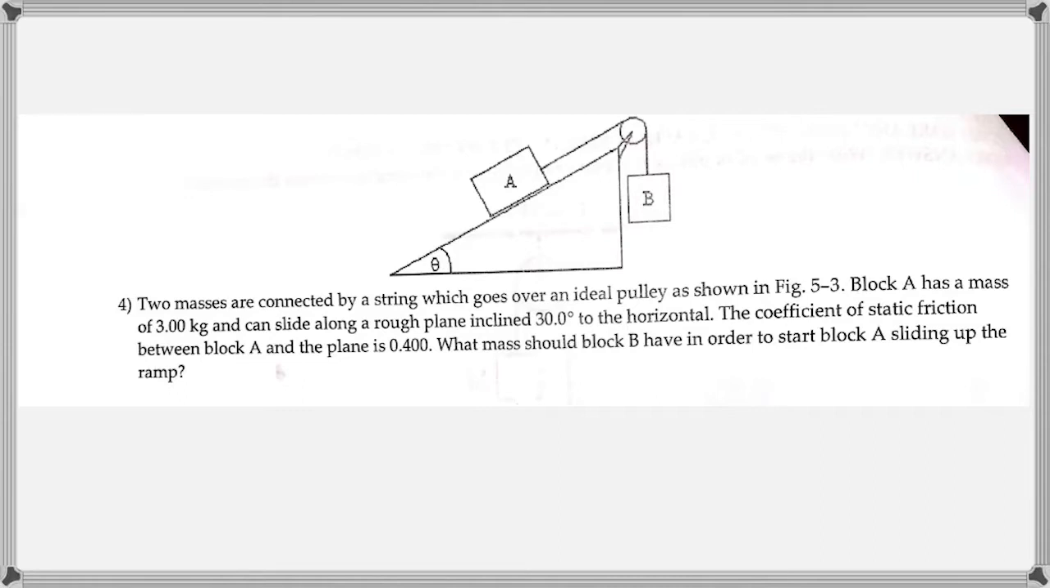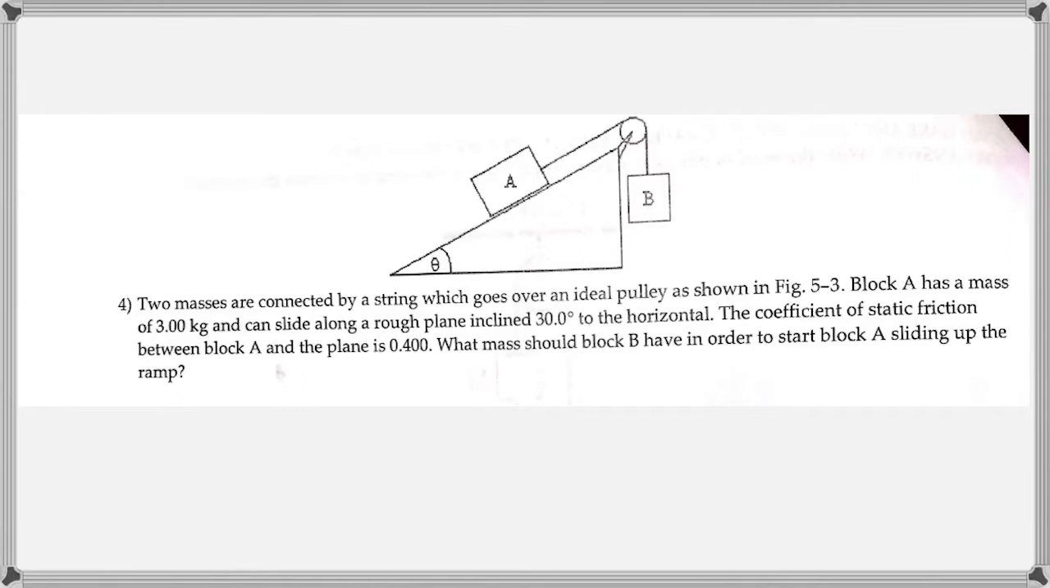Two masses are connected by a string which goes over an ideal pulley as shown in the figure. Block A has a mass of 3.00 kilograms and can slide along a rough plane inclined at 30 degrees to the horizontal. The coefficient of static friction between block A and the plane is 0.400. What mass should block B have in order to start block A sliding up the ramp?